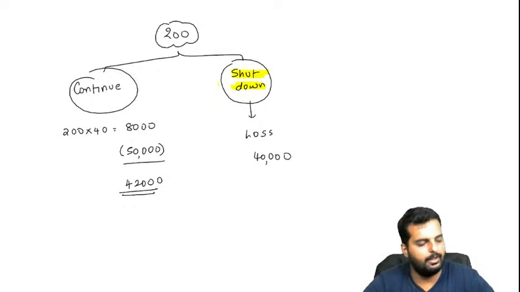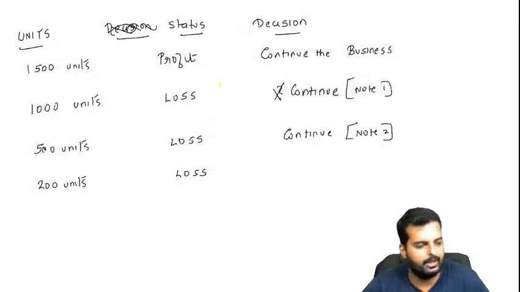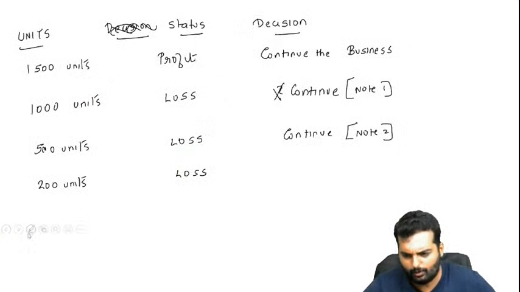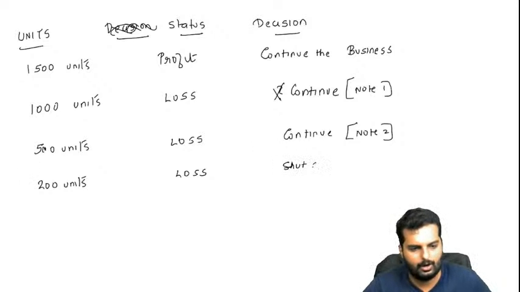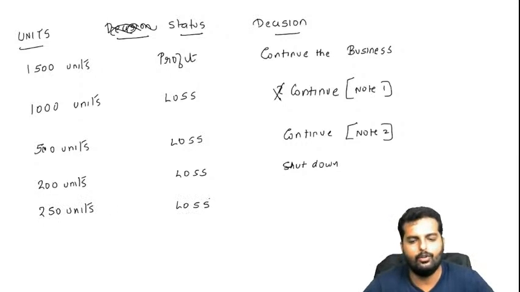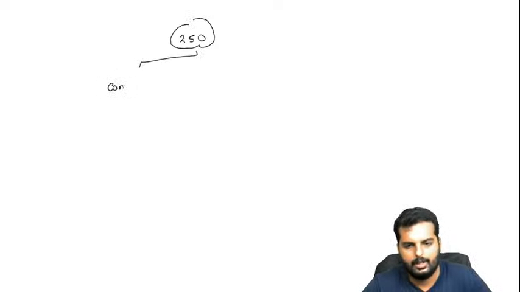Alright friends, have you put up till here in your books? So I'll go back over here and I'll write down at this point what are we going to do? Okay, we will shut down. Now I come to the final point, 250 units. This is also running at a loss. Let us go and check for 250 units. If I continue or if I shut down.